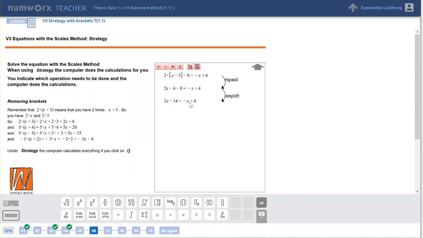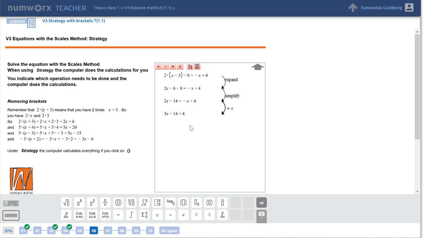So to remove the minus x on the right-hand side, I have to do plus x, plus 1x or plus x, that doesn't matter, it's the same. So either type in plus x or type in plus 1x, it will give this next step. 1x has been added to the left-hand side, so 2x has become 3x, and the rest is the same.